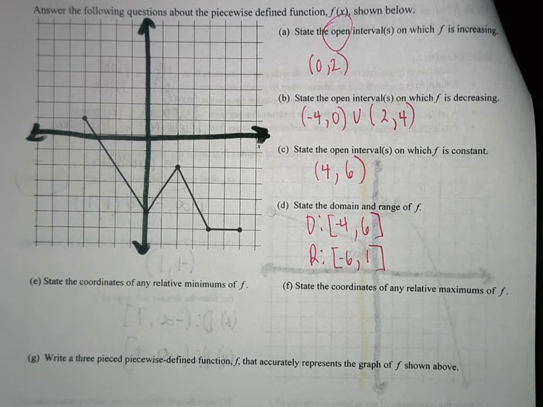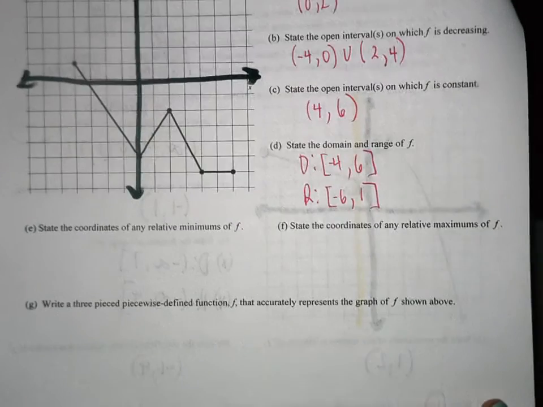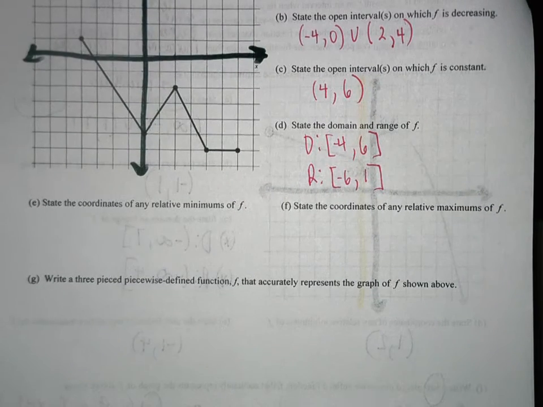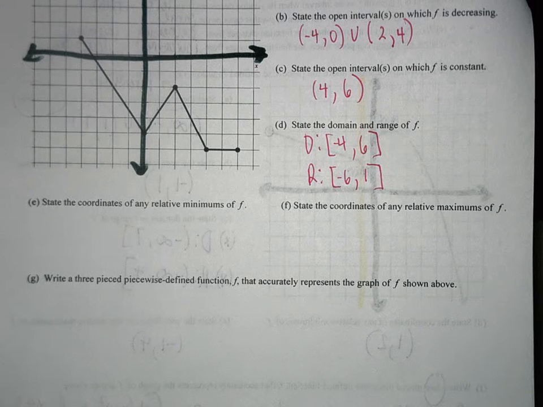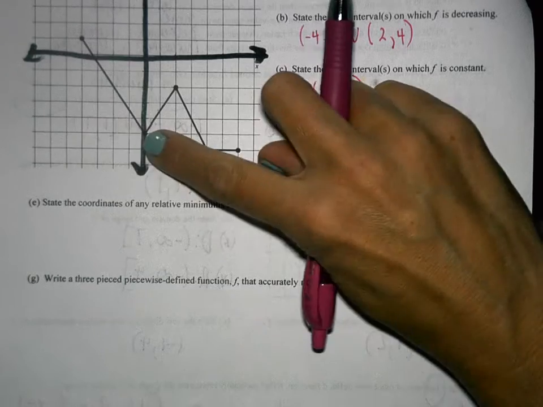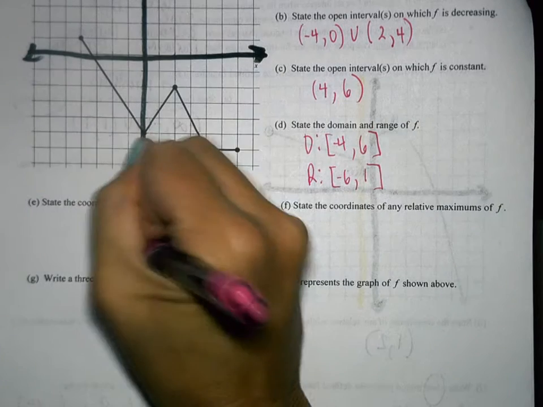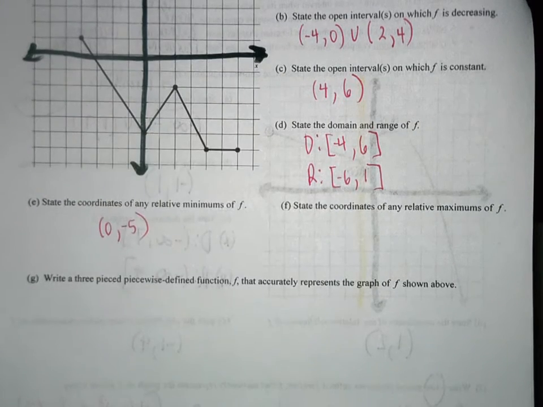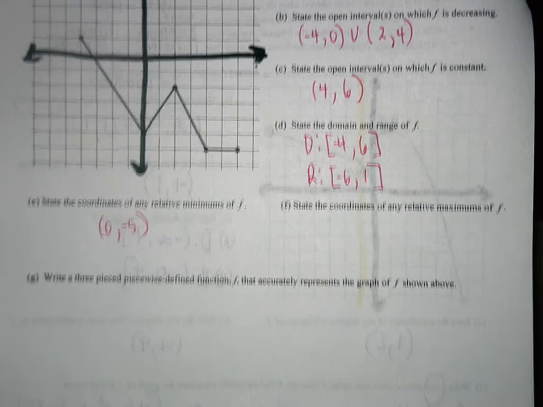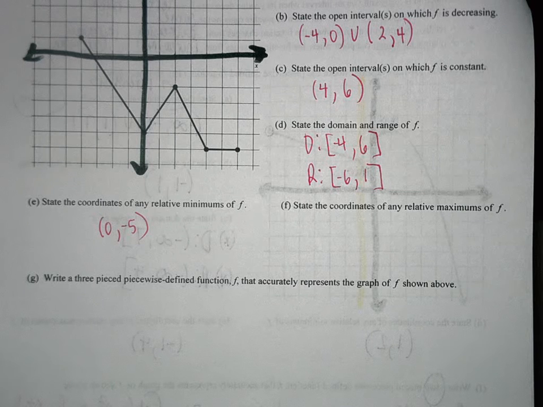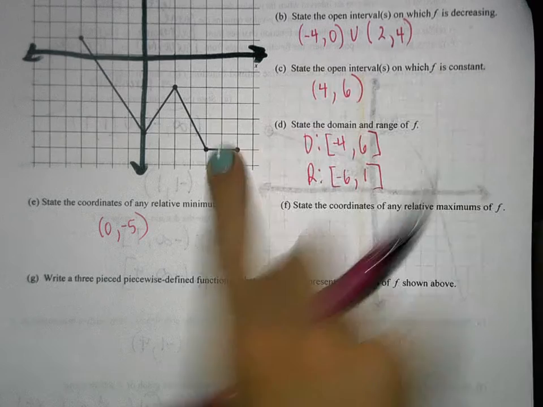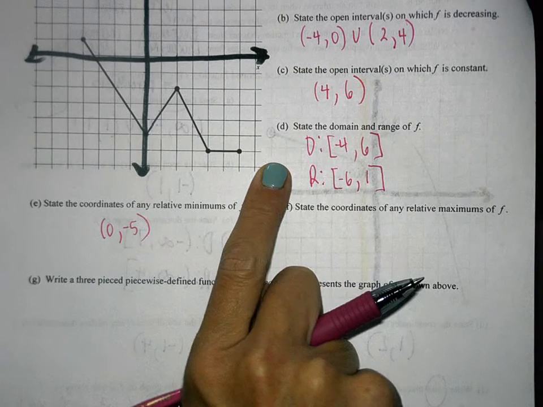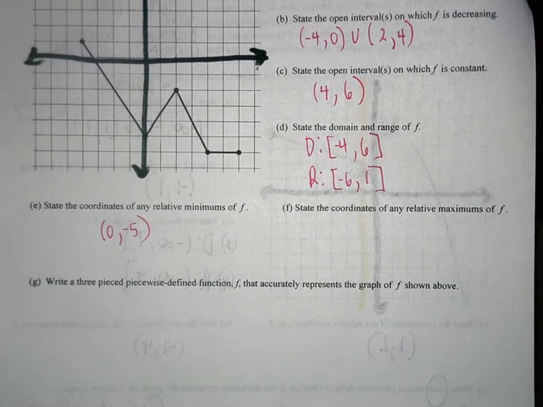Okay, are there any relative minimum points on this graph? Is there any place where it's changing from decreasing to increasing? Very good. 0, negative 5 is one coordinate where it is a relative min. Do we see any other relative minimum points where it's changing from decreasing and then goes to increasing? No. Very good. Because this one, it's decreasing, but does it change to increasing? No, it changes to constant, and so that is not a relative minimum.